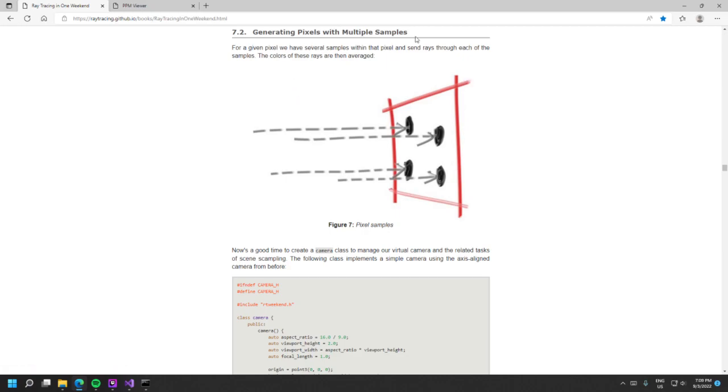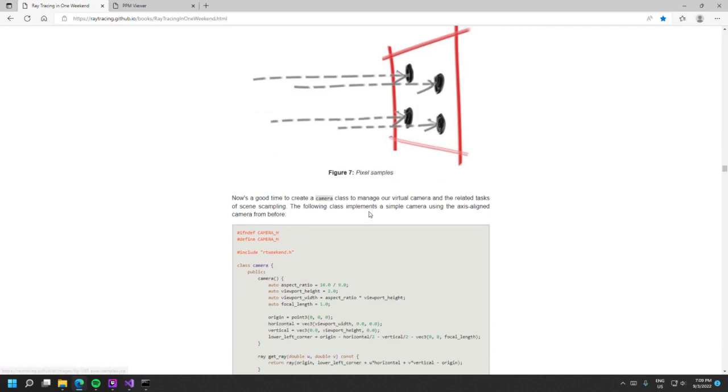Generating pixels with multiple samples. For a given pixel, we have several samples within that pixel and send rays to each of the samples. The colors of these rays are then averaged. Oh, so you can actually do that for any given pixel. I'm very surprised because I didn't know the pixel can be subdivided and blended this way.